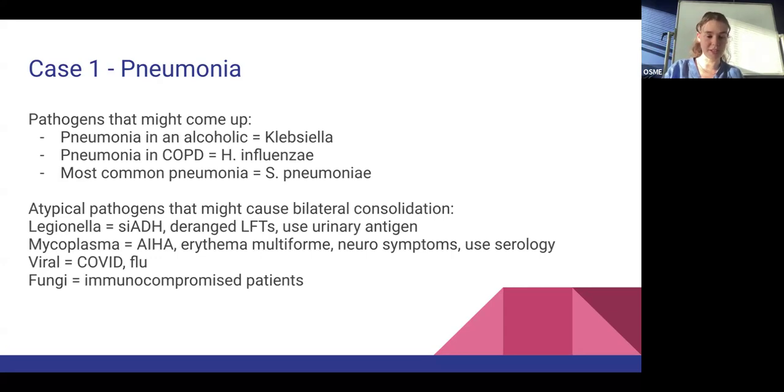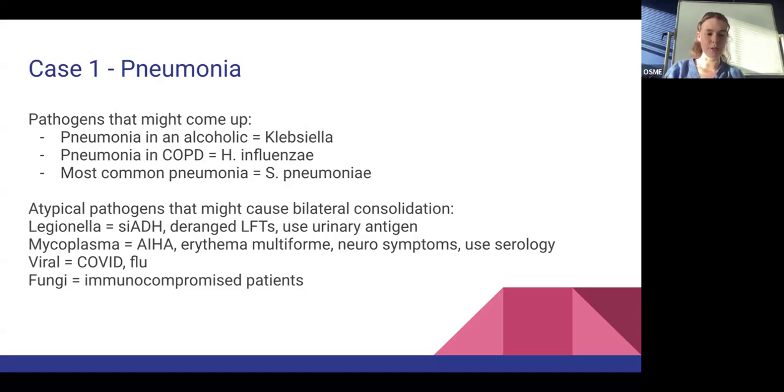So atypical pathogens that might cause consolidation on both sides. So if you're seeing what looks like a bilateral pneumonia, which is confusing because that really shouldn't be the case, think immunocompromised people with atypical pathogens. Might not be everyone, it's just a thought if it's bilateral. So you've got Legionella, which is the classic, like, went on holiday to Spain or went on a cruise ship and used a dirty water fountain and has come back with SIADH, LFTs all over the shop. And to test for that, you should test with a urine test. So that's a good extra investigation to do.